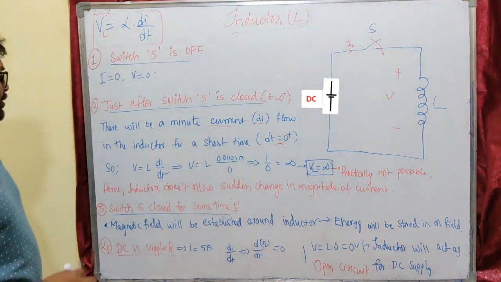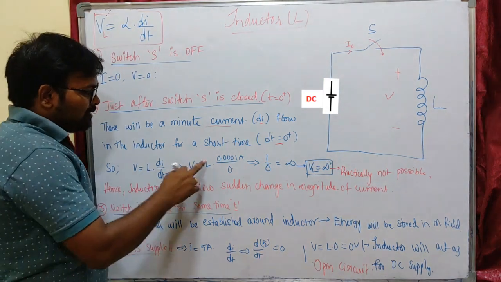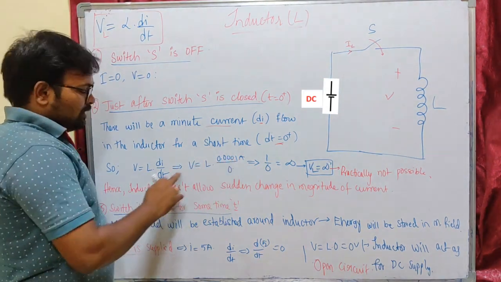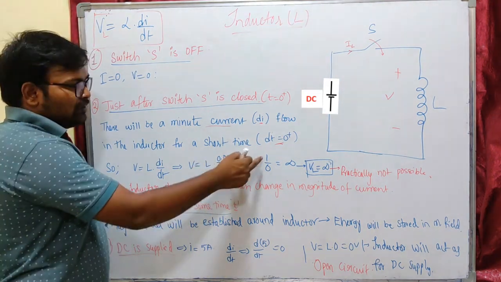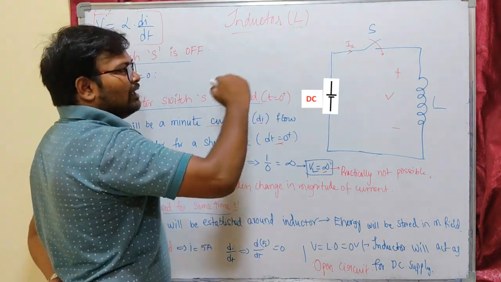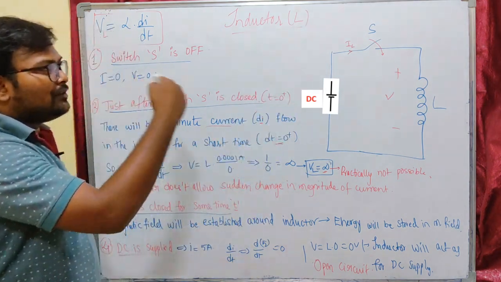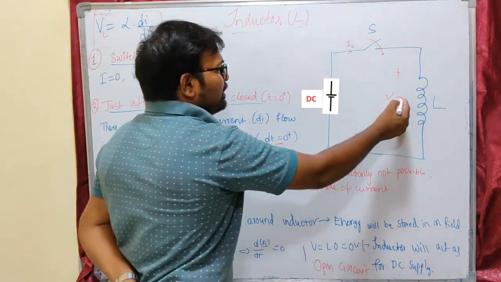So now what is happening to the voltage expression? V equal to L into di by dt. So there is some fraction of current that I am treating as just 0.001. So dt is almost 0 plus, which means 0. So it becomes a 1 by 0 form. Okay, 1 by 0 is nothing but infinite. That means the voltage across the inductor is infinite whenever we turn on the switch. Just after turning on the switch onto an inductor, the inductor voltage will behave like infinite.